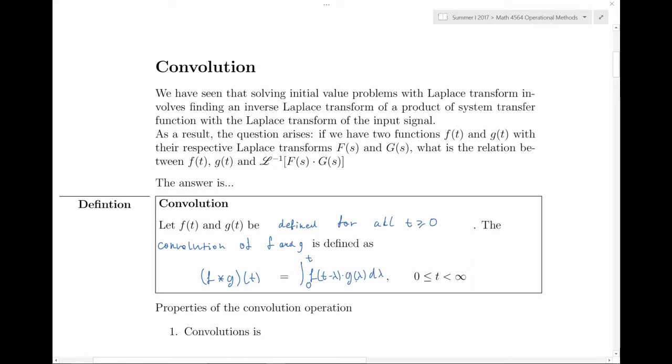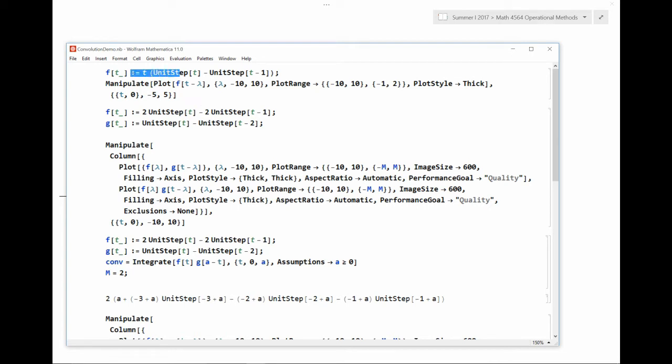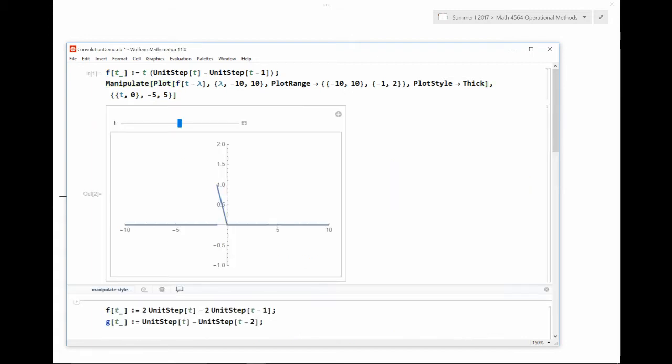And you might be wondering what kind of meaning this integral has. So to give you a little bit of a visual intuition about the convolution, I created a short mathematical demonstration. Suppose I have a function f of t that is just a portion of t from 0 to 1. So what is the graph of the function f of t minus lambda when lambda is the variable and t is a parameter? If you evaluate it, this is the graph we're going to see. Initially t is 0 for this demonstration, and we see that the function f of t minus lambda has a plot flipped around the y-axis because lambda has a negative sign inside f.